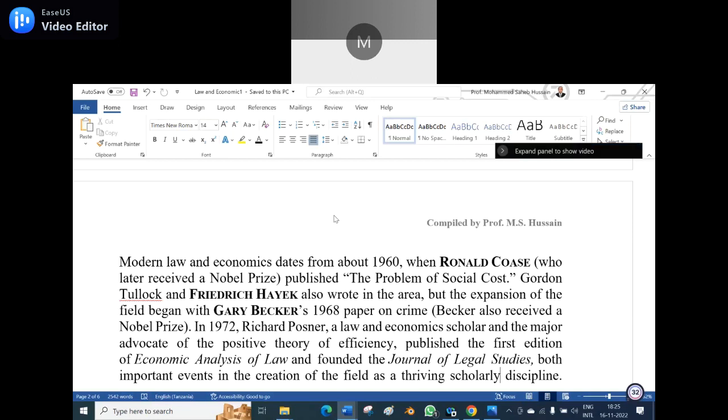Yes, Prof. So here I say, in 1972, Richard Posner, a law and economics scholar and the major advocate of the positive theory of efficiency. I will ask you again, what is positive theory? In the first class, I told you, I asked you to read also. What is the positive theory of efficiency? If you know it, you tell me. If you don't know it, you say pass on. I will give the answer. Don't waste the time.